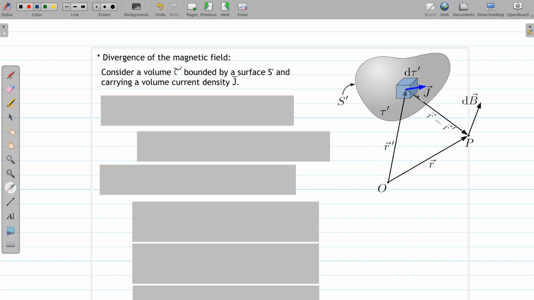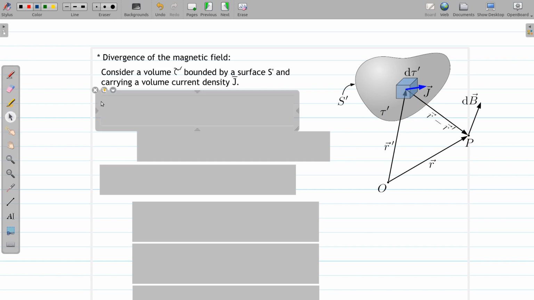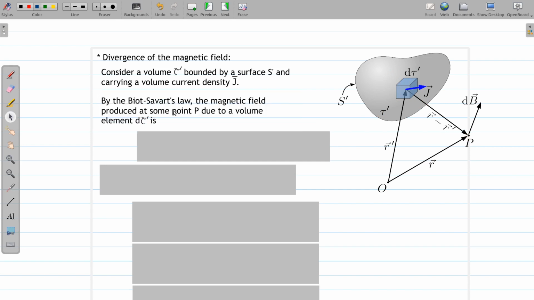Now, because we have a current density here, it is going to produce some magnetic field at some point P. We would like to find out the total magnetic field at point P due to this entire distribution. So we can use the Biot-Savart law. Using it, we can find the magnetic field at this point P due to some volume element. Let's say there is some volume element d tau prime, and through this volume element there is some volume current density J. We can find the magnetic field at point P due to this volume element.